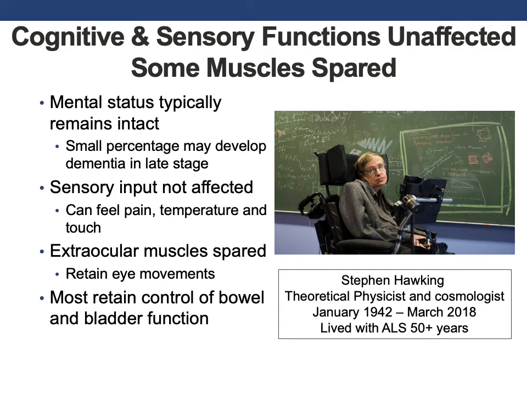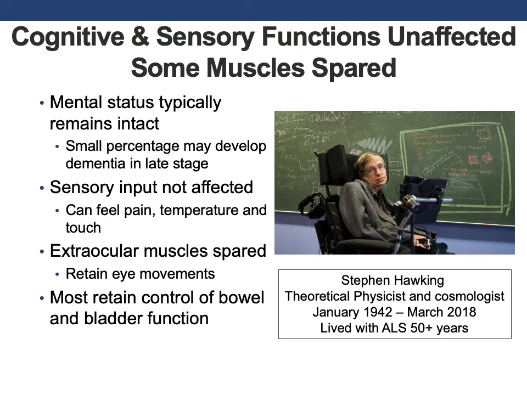Cognitive and sensory function unaffected and some muscles spared with amyotrophic lateral sclerosis. As mentioned previously, ALS only affects voluntary motor neurons. The mental status and cognitive abilities of a person with this condition typically remains intact. Only a small percentage may develop dementia in the late stage. Again, ALS only affects motor neurons, so a person's sensory input is not affected. They can still feel pain, temperature, and touch.